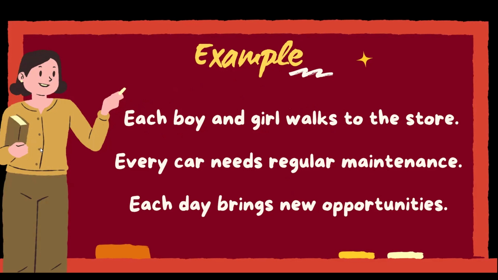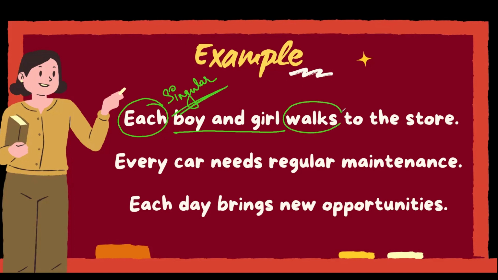Let's have a look at the first example, which says, each boy and girl walks to the store. We have already seen when the noun of the sentence is modified by the word each or every. So here we have each, which is modifying the noun of the sentence. That's why the subject is going to be singular. And because the subject is singular, the verb that will be used will also be a singular verb. How do we know it's a singular verb? By adding S. So we are adding S to the verb walk. The base form of the verb is walk.